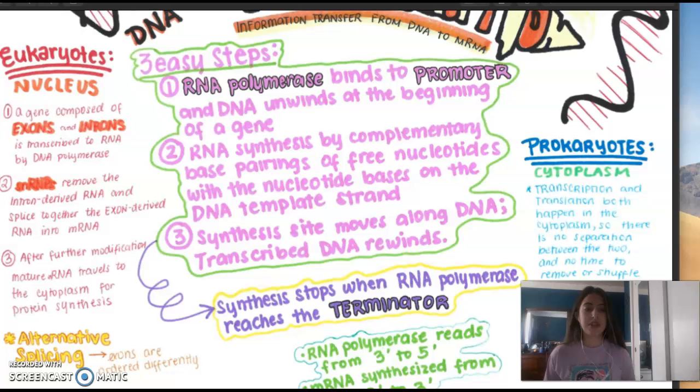In the next step, SNRPs remove the intron-derived RNA and splice together exon-derived RNA into mRNA. In the third step, after further modification of mature mRNA, it travels to the cytoplasm for protein synthesis. And just a side note here, conversion of RNA to proteins is actually called translation.